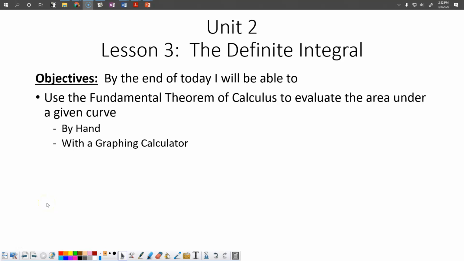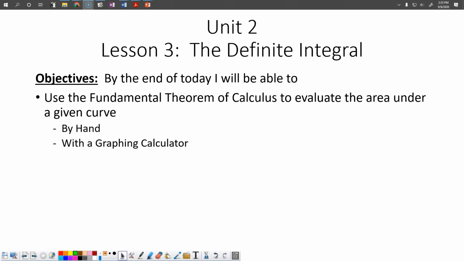Alright guys, moving on to lesson 2.3. Today we're going to look at using the fundamental theorem of calculus. Let's go ahead and we're going to do it two ways. One way is doing it by hand. The other way is with a graphing calculator.